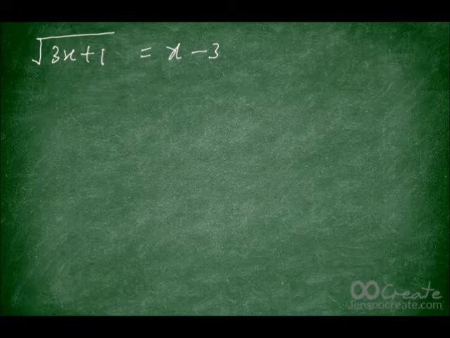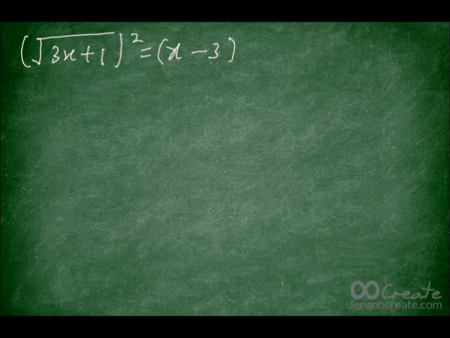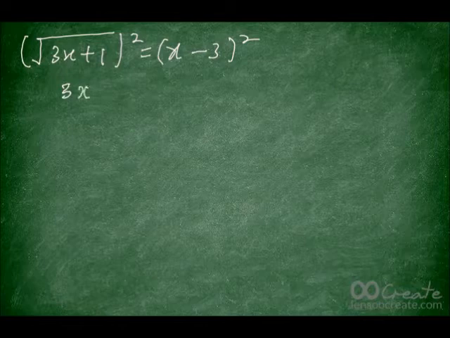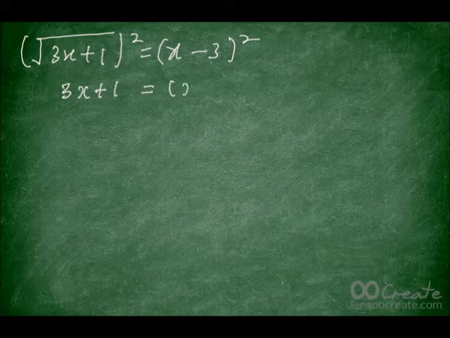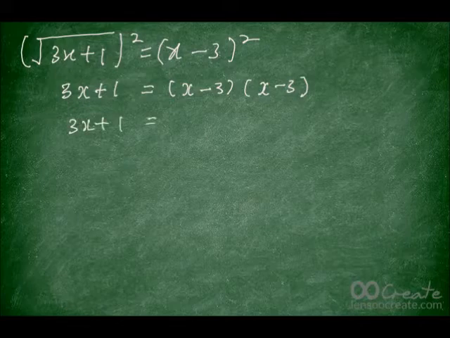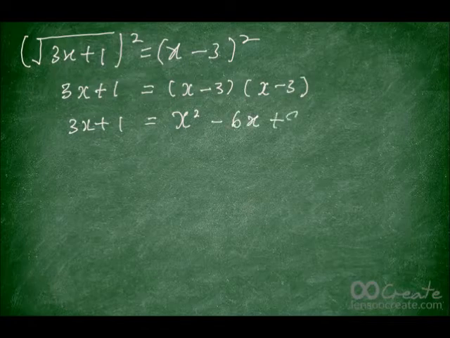Okay, to solve this equation, the first step, we square both sides. After that, we'll get the equation 3x plus 1 equal to (x minus 3)(x minus 3). After that, we expand the equation. We'll get x squared minus 6x plus 9.